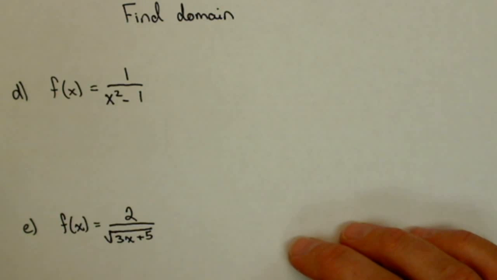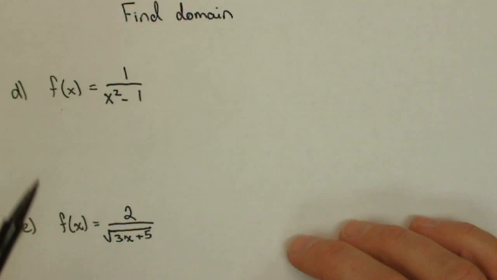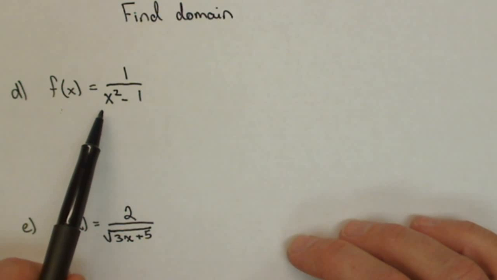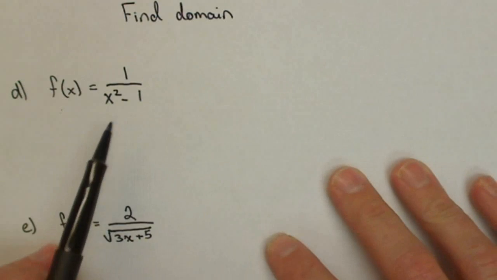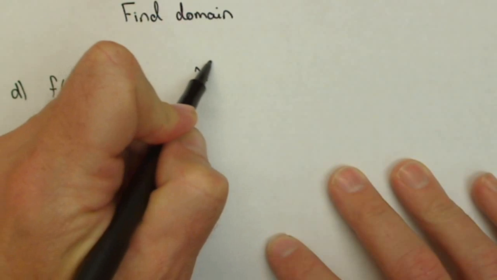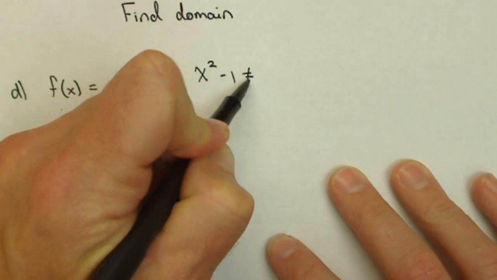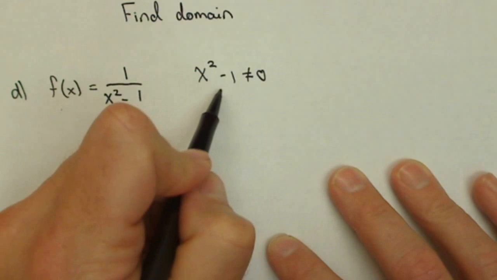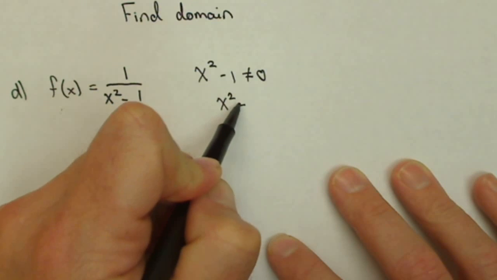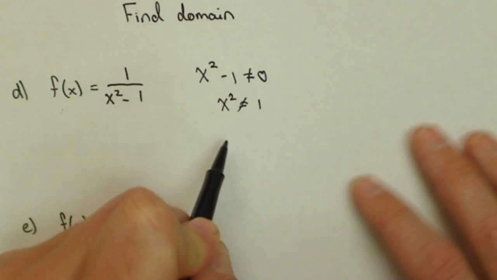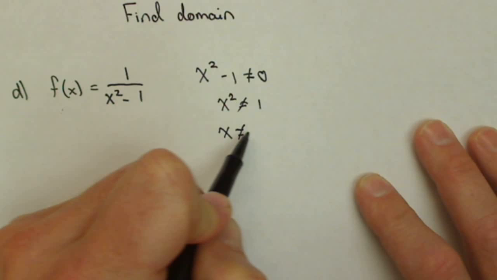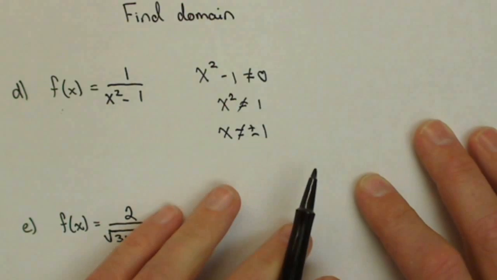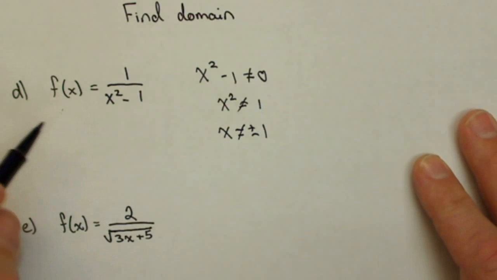We're looking to find the domain of a couple functions, and in the first one, f of x, the only thing we really have to worry about is the denominator being 0. So we know x squared minus 1 cannot equal 0, which means x squared cannot equal 1, which means if we take the square root of both sides, x cannot equal plus or minus 1. So we want to exclude those from our domain.